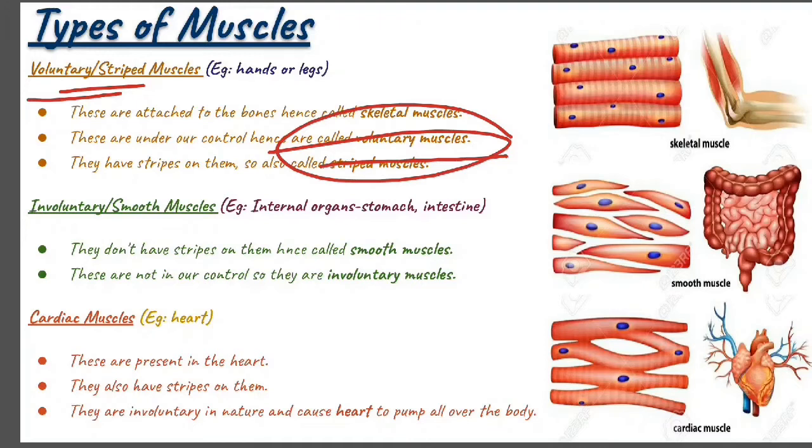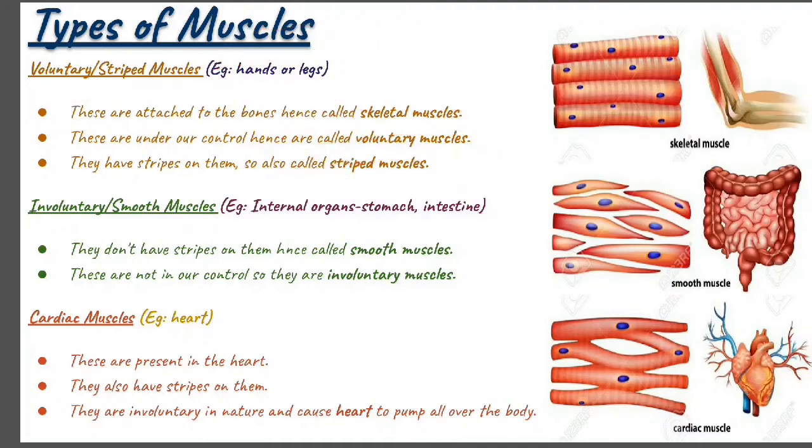So what are the examples? Let me tell you the example. These are of hands and legs. Okay, so if you want to work with your hands, then only the hands work, otherwise they don't work without your desire. Okay, so this is how these voluntary muscles work under our control, under a human body's control.